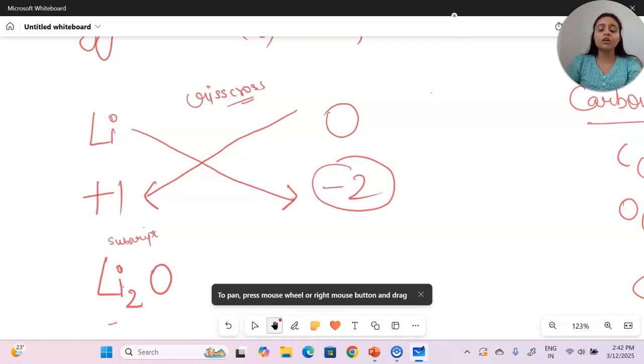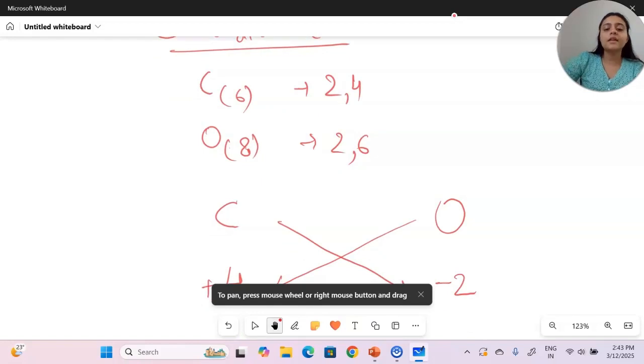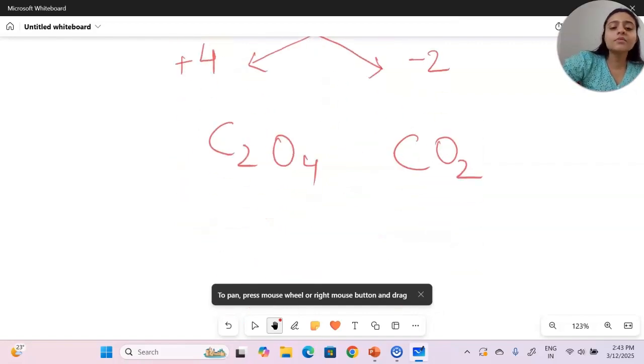Like this, we can follow the crisscross method to make the molecular formula for an ionic compound. Similarly, the next example is carbon dioxide. You can see we have written the valence electrons and then we have put the valency under those elements, and then we follow the crisscross method. So oxygen's valency becomes the number of atoms of carbon, and carbon's valency becomes the number of atoms of oxygen. Likewise, we have written them like this. Then we can cancel it down to the simplest ratio. So this will be the answer, carbon dioxide.